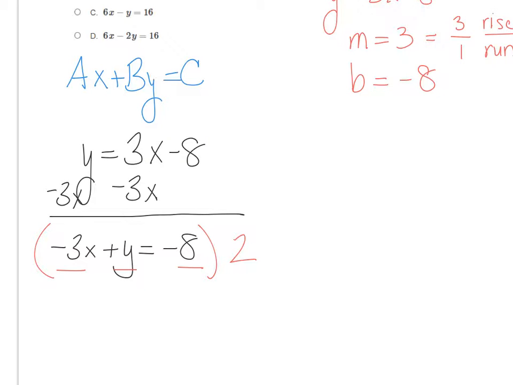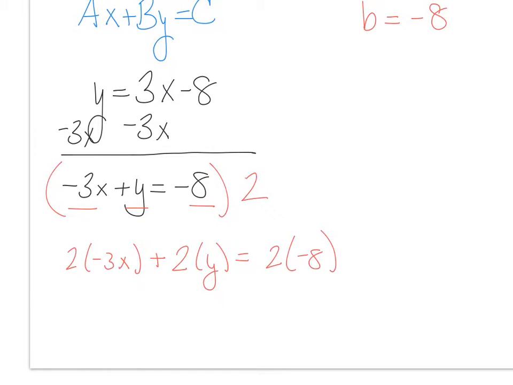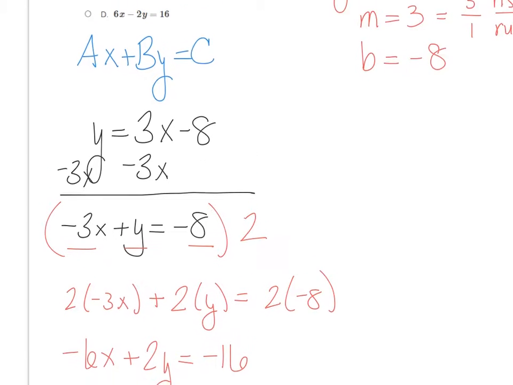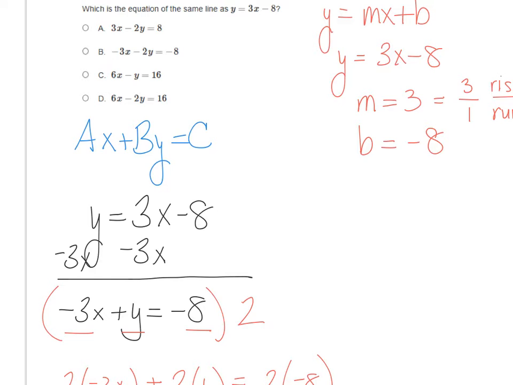So if I multiply the first term by 2, I get 2 times negative 3x. Plus, I'm going to take 2 times the second term, which is y, equals 2 times the third term, which is negative 8. And then if I multiply those all together, I get negative 6x plus 2y is equal to negative 16. And if I go and look at my choices, I see that it is right here. So the answer is D.